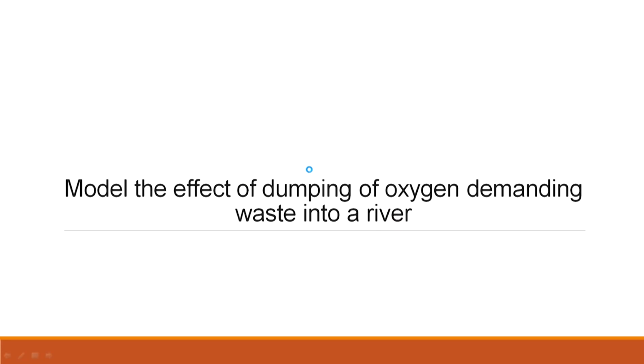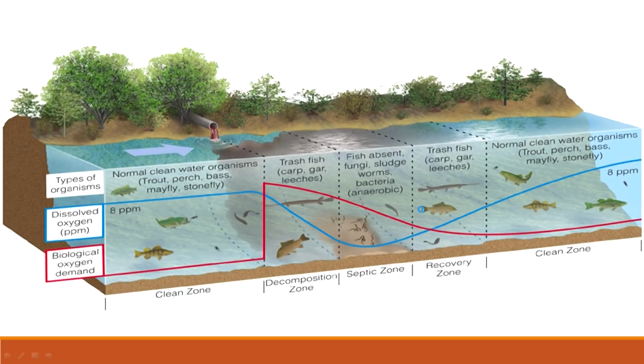So, let us see what else we have here. I want to model the effect of dumping of oxygen demanding waste into a river. How do I do that, or let us understand what is going to happen. Let us say we have relatively pristine quality water out here with 8 ppm high dissolved oxygen. So, this is my point 0. This is upstream of Haridwar, let us say.